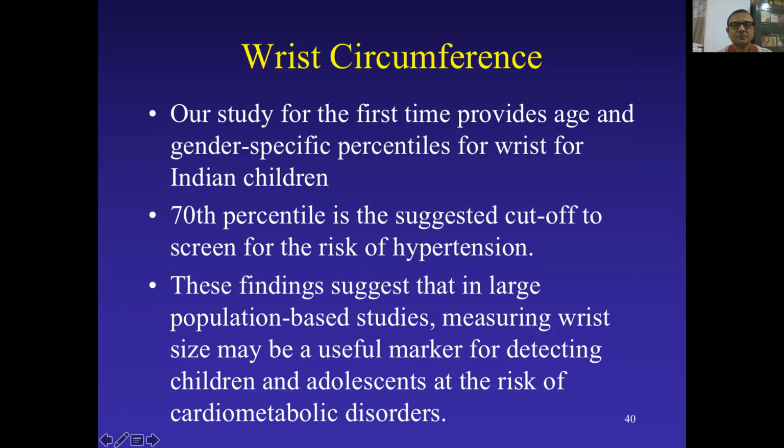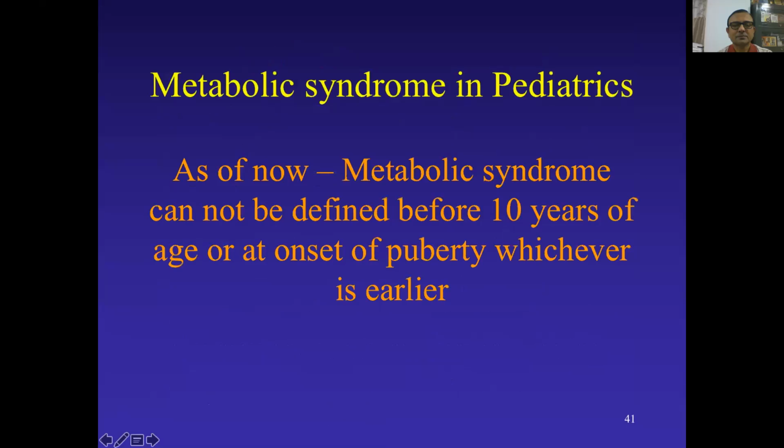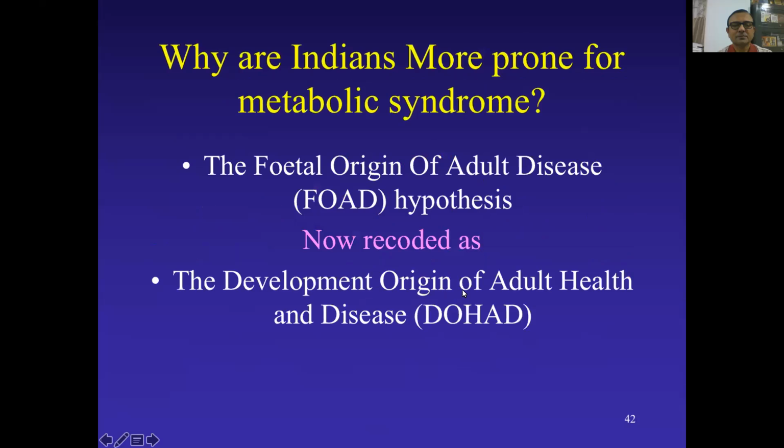Now, metabolic syndrome. Metabolic syndrome can be defined only after 10 years or after puberty is established, whichever comes earlier, because you now know that some girls start showing breast development at 8.5 years. So you can use the metabolic syndrome norms. And why are Indians more prone? Because of our intrauterine programming.